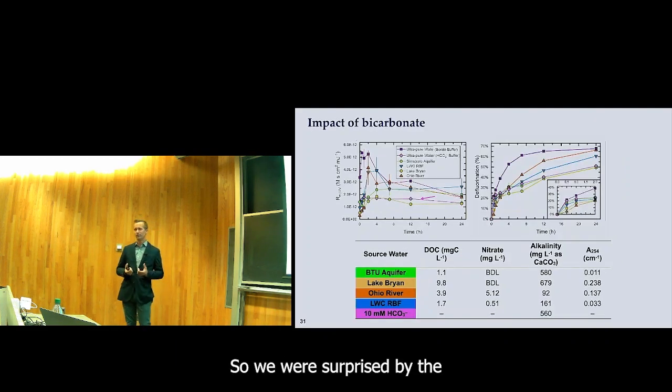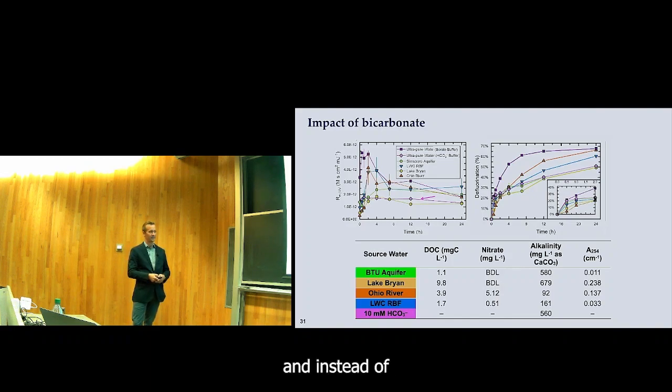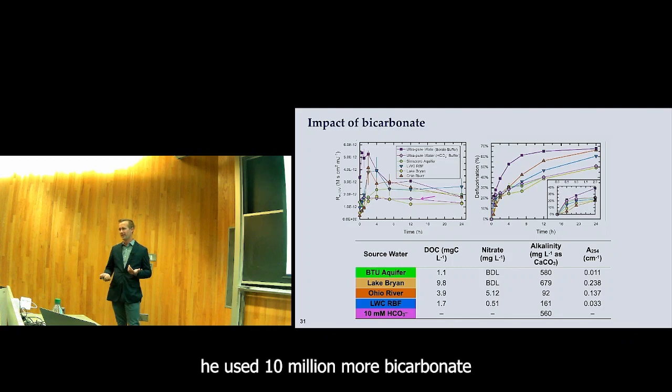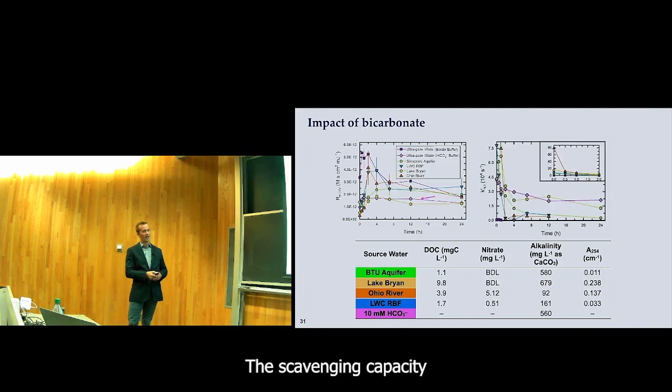So we were surprised by the alkalinity results. So Ben did a pretty simple test where he spiked in, and instead of just using ultra-pure water, he used 10 millimolar bicarbonate as a background. And lo and behold, what we see is that RE minus UV remains low, and the defluorination in that experiment matches what we see in the low alkalinity samples. The scavenging capacity also remains pretty high.